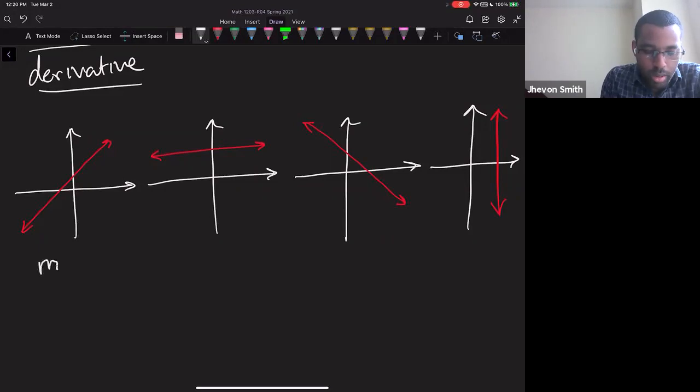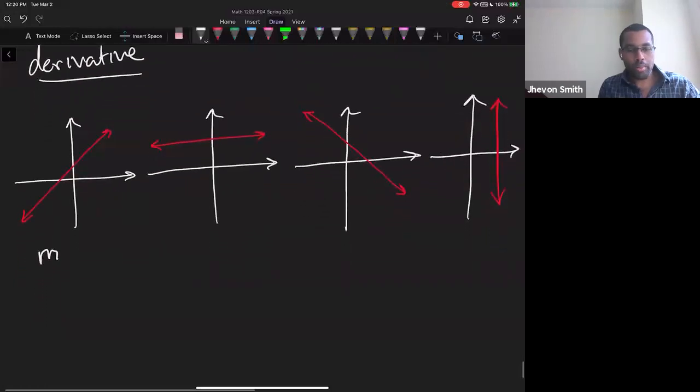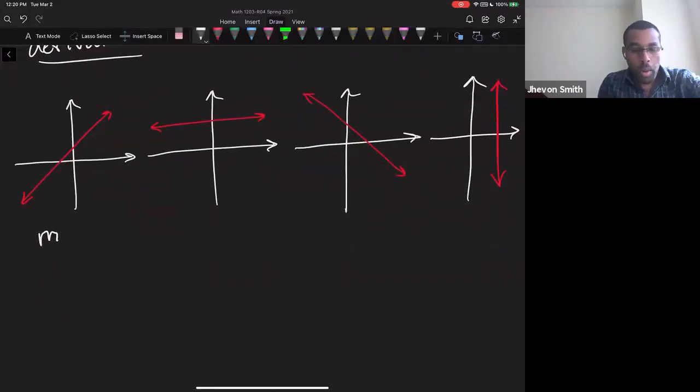What could you tell me about the slope in the first situation in terms of what sign it's going to have? Positive. What about the second one? No slope. No. I think I know what you want to say, but technically it's not correct. Isn't it what we talked about with the constant? Yeah, but what is the slope? It's 0, right? It's not the same as saying no slope.